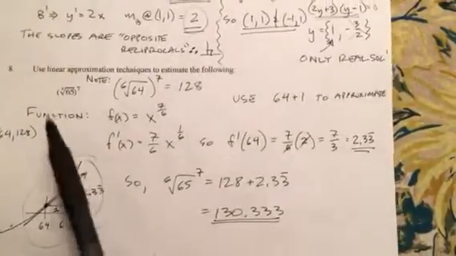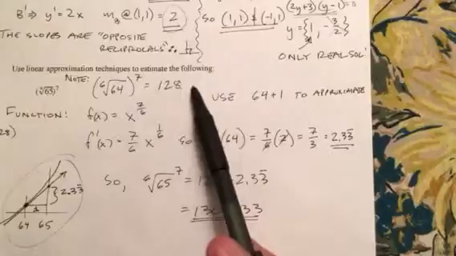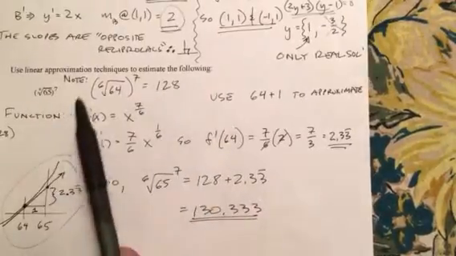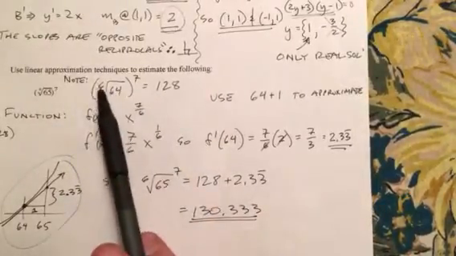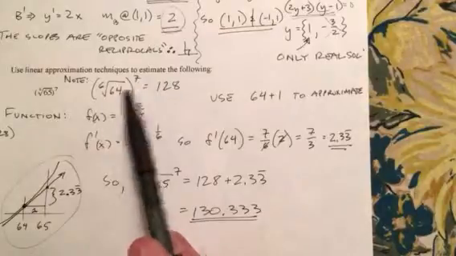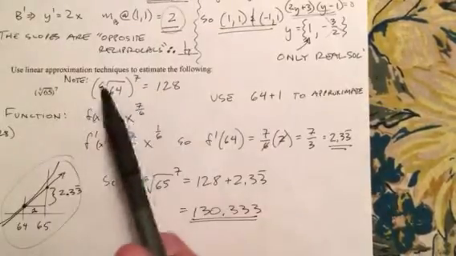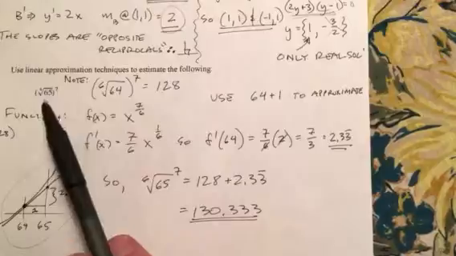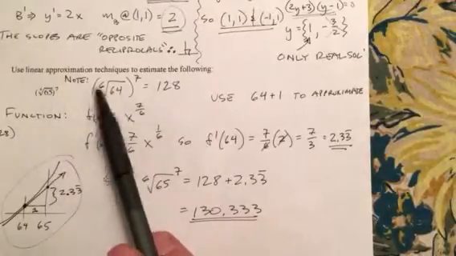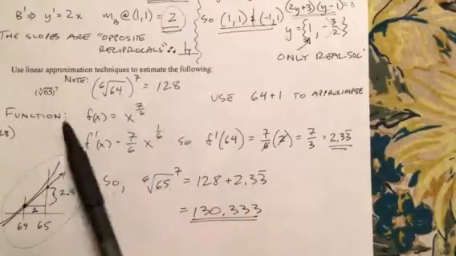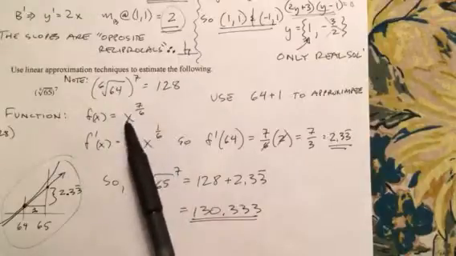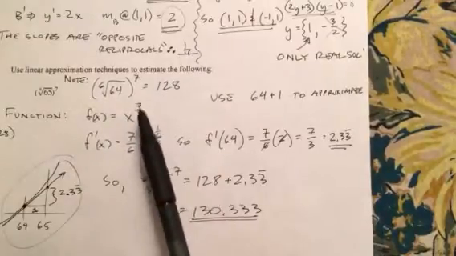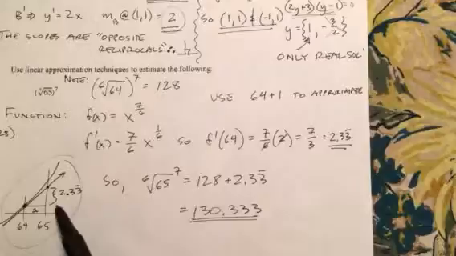On to the last problem. Use linear approximation techniques to estimate this. I've got the 6th root of 64 raised to the 7th as my easy, convenient. I try to find something that's close to that. It's not going to be too much of a stretch for you to come up with that. Then I think of it as a function, which is some number to the 7/6 power. The 6 is the root, of course. The 7 is the exponent.